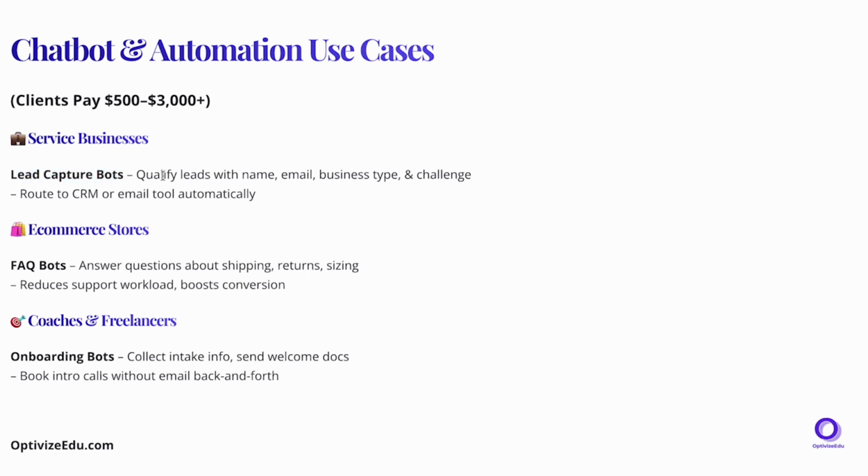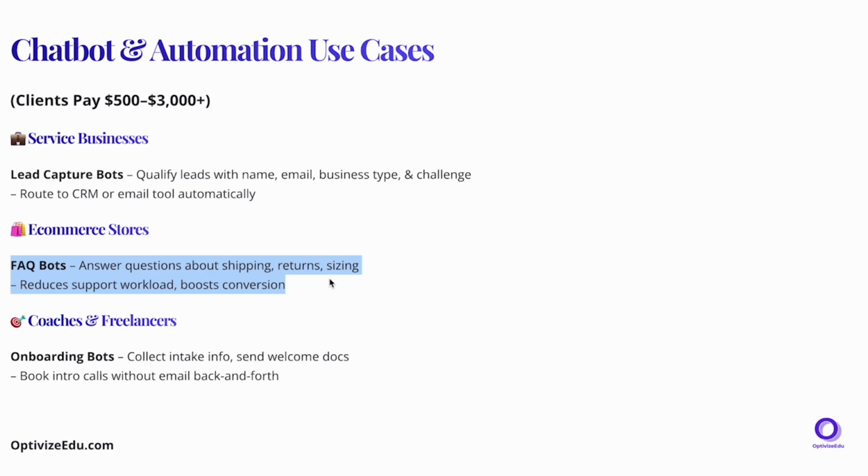A chatbot on their website or Instagram DMs that asks for a name, email, business type, and the biggest challenge can instantly qualify leads and send those leads straight to a CRM system or email tool. That alone saves hours every week.